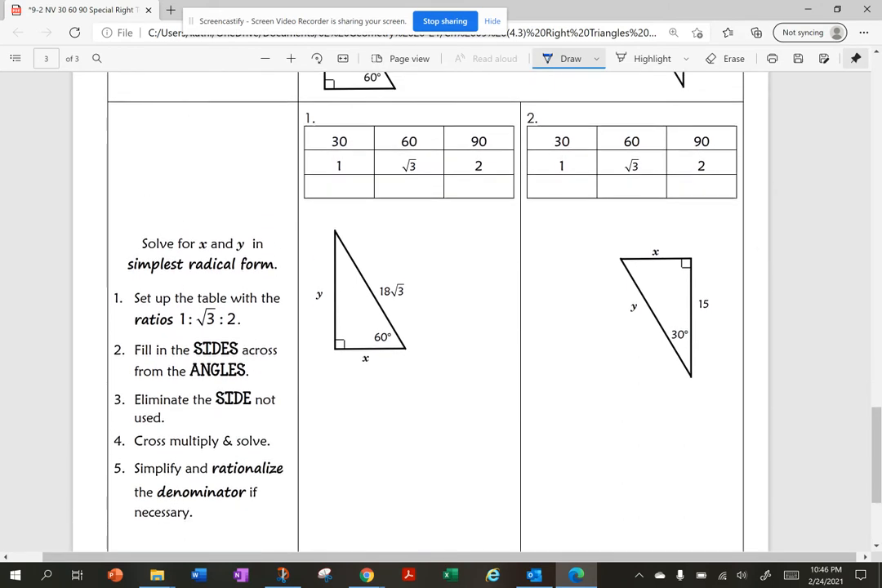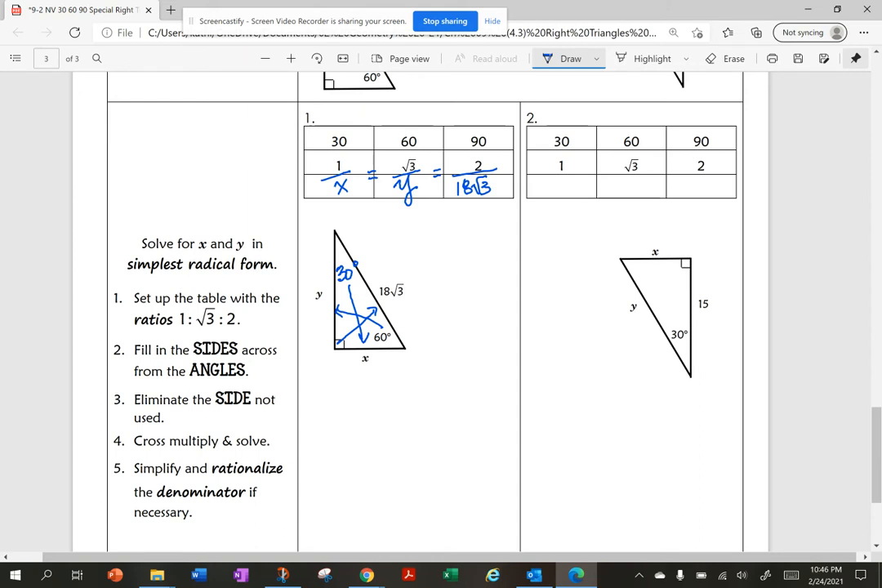Okay, so I'm going to start by setting up my table, 30, 60, 90, and my ratios, 1, square root of 3, and 2. So across from 30 is x, across from 60 is y, and across from 90 is 18 times the square root of 3. Okay, so I'm going to do the same thing. I have 3 equivalent fractions. So I need to solve for the 2 variables.